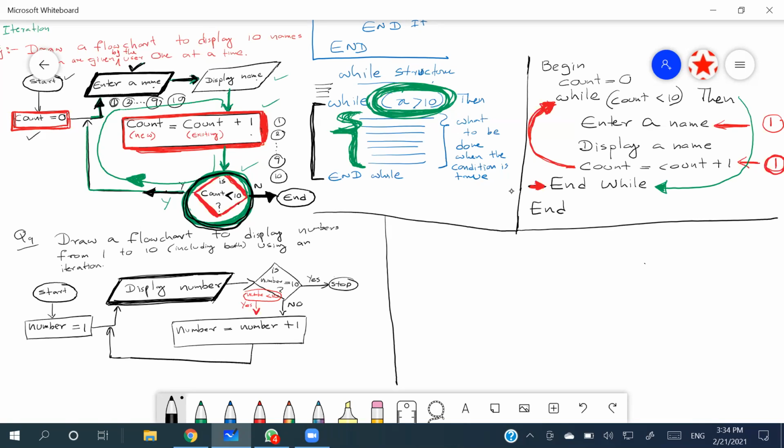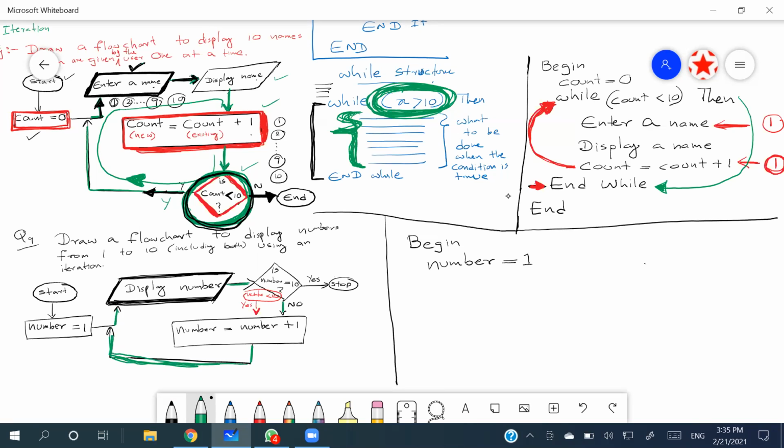Right. Shall we go for the solution? Let's go for the solution. So it should be begin, and then we have to say number equals 1, right? And then we are stepping into the iteration. Now it's the iteration.